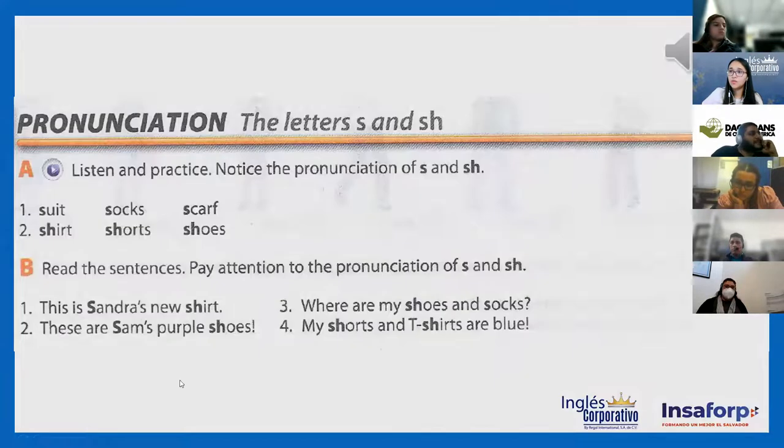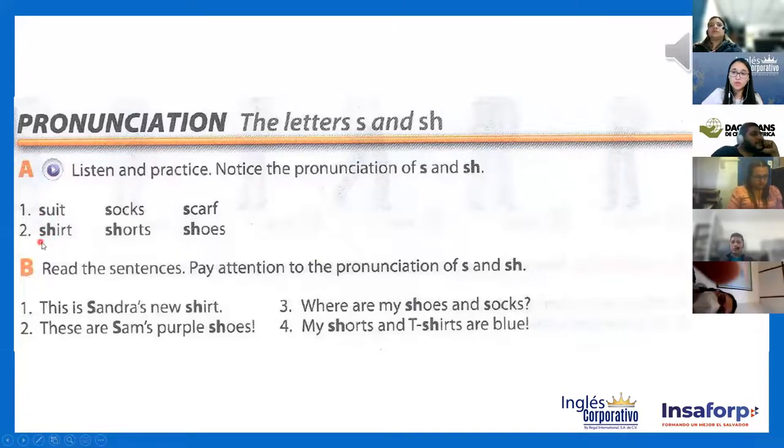So let's move on to this section. Vamos a ver the pronunciation, right? Un poco de pronunciation. Tenemos la suit, right? Tenemos la palabra shirt. Usualmente cuando tengamos SH, vamos a pronunciarlo sh, de esa forma. No con el sonido de la CH. It's totally different. For example, suit, socks, scarf. Tenemos la siguiente. Shirt, shorts, and shoes. No tenemos que decir choose, porque si decimos choose, estamos utilizando un verbo. Por eso tenemos que tener cuidado with the pronunciation.